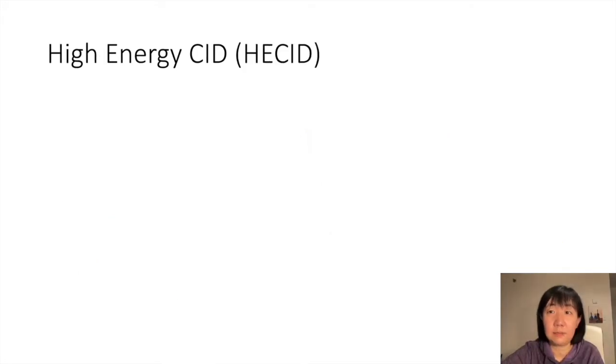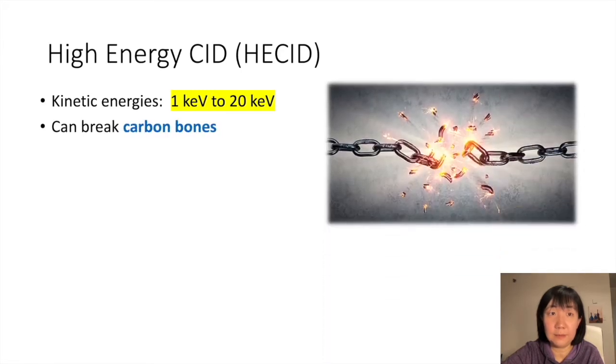The second type is high-energy CID, also named HE-CID. When the precursors have higher energies, between 1 to 20 kiloelectronvolts, once the collision happens, the carbon skeleton of the molecule can be broken. These are much more structurally significant and often result in cleavage of the molecule at characteristic positions.